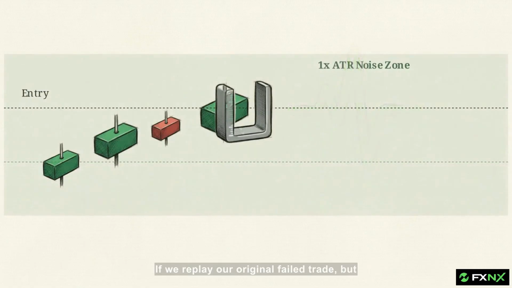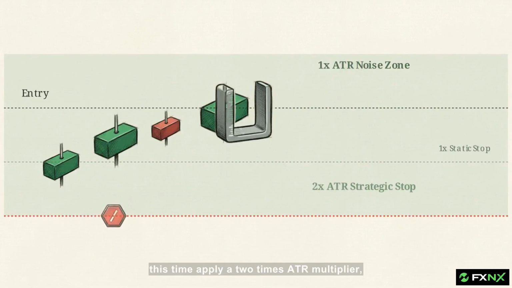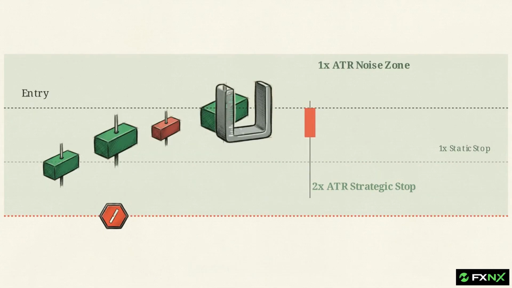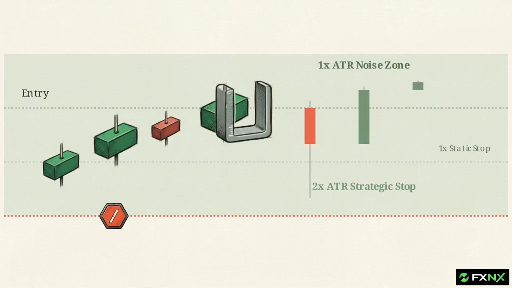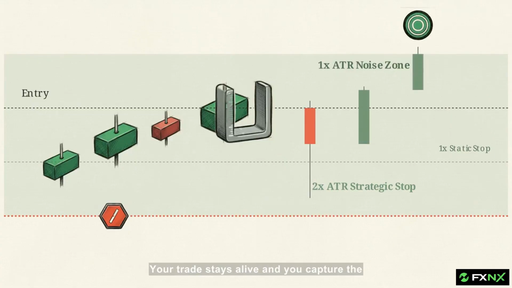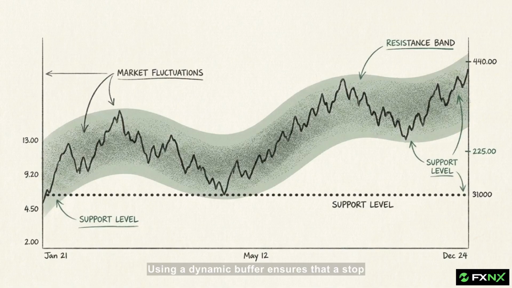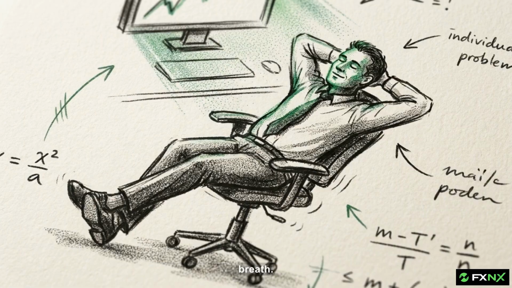If we replay our original failed trade, but this time apply a 2 times ATR multiplier, we place our stop-loss firmly outside that expected breathing room. Now, when the exact same violent drop hits, it gets absorbed entirely by the noise zone. Your trade stays alive, and you capture the rally. Using a dynamic buffer ensures that a stop-out only happens when your foundational trade idea is mathematically wrong, rather than when the market simply takes a breath.